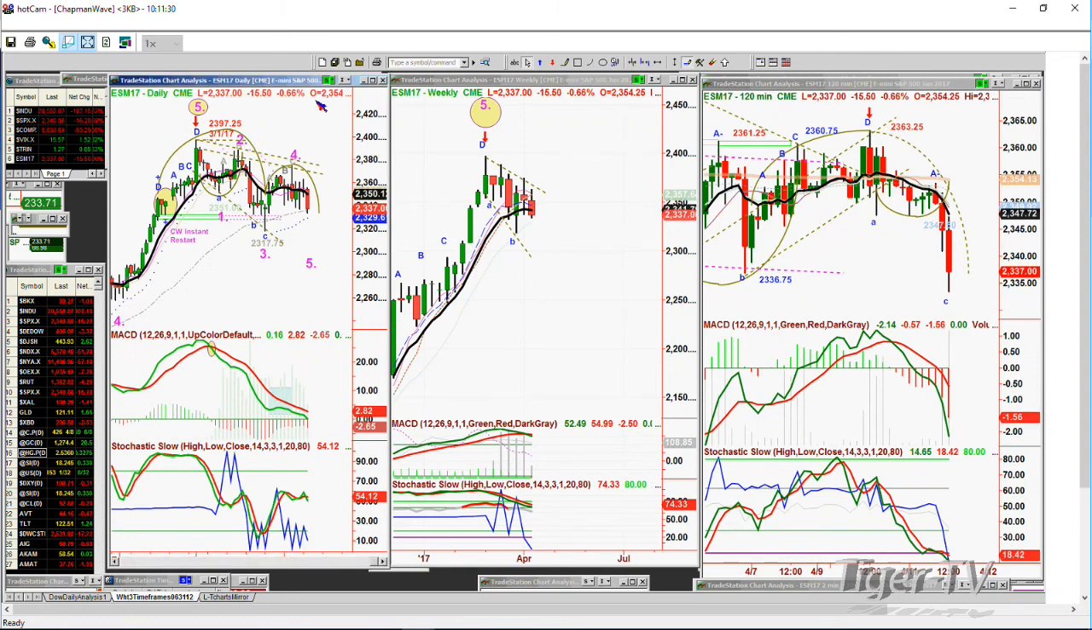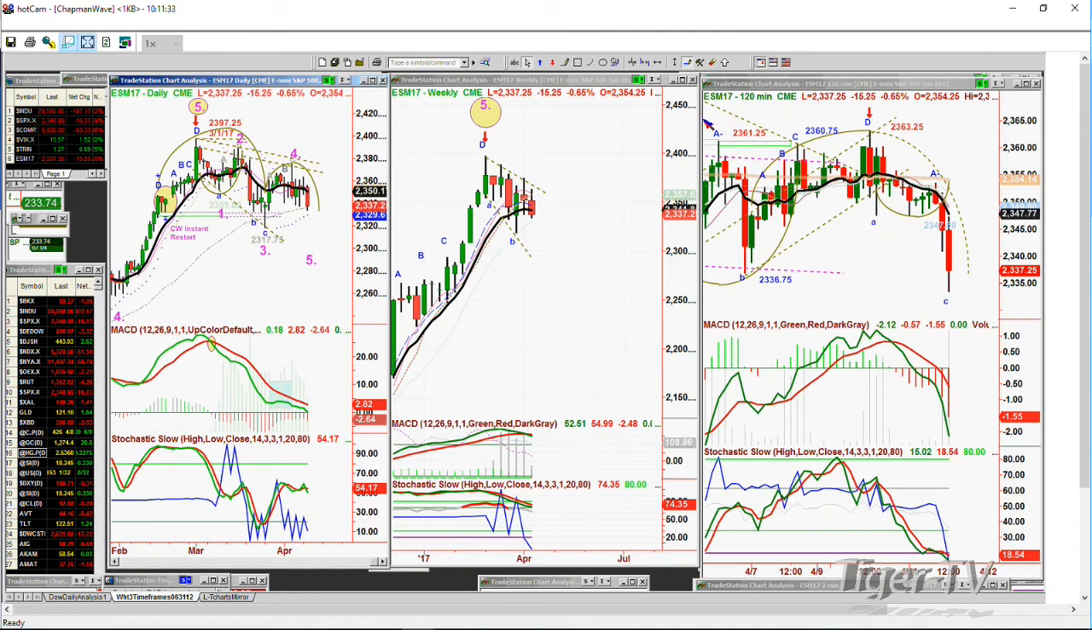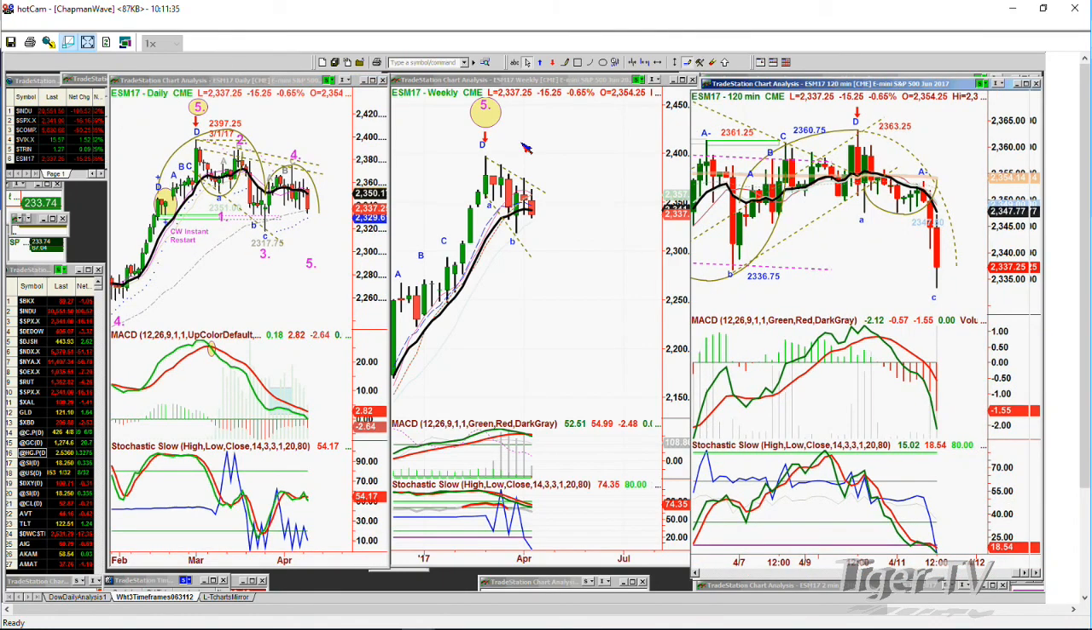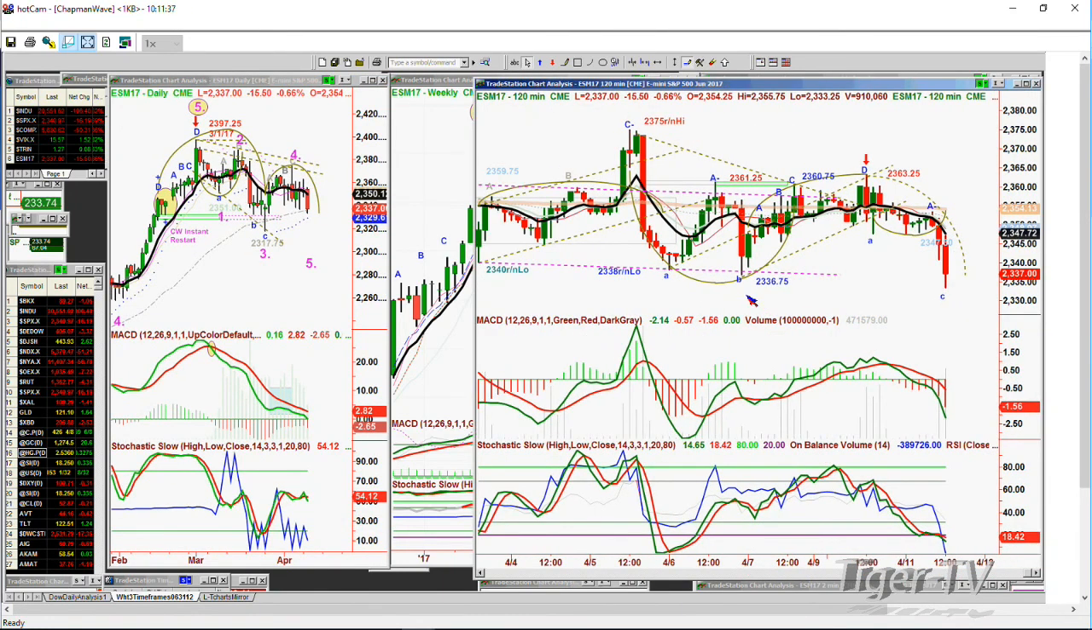Now let's do the numbers. This is the Chapman Wave 120-minute chart in the E-mini. See the arch formation? It did take out the left side low of 23.3675. So far, it's above that.